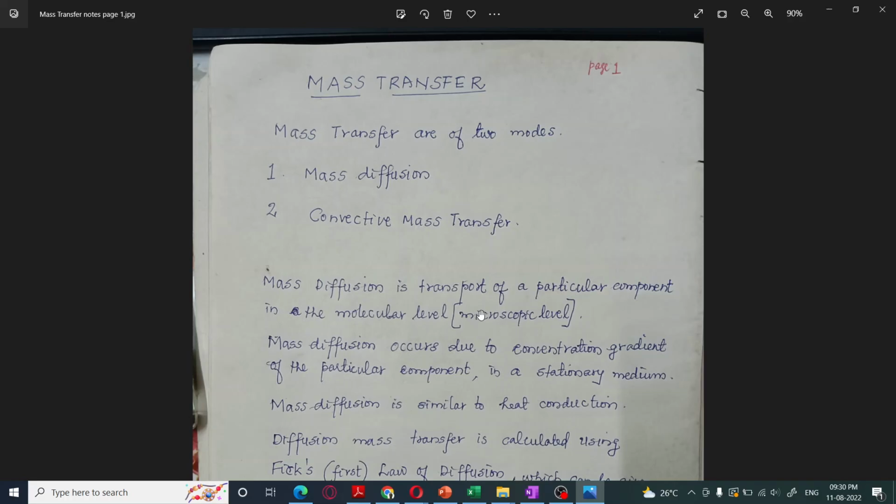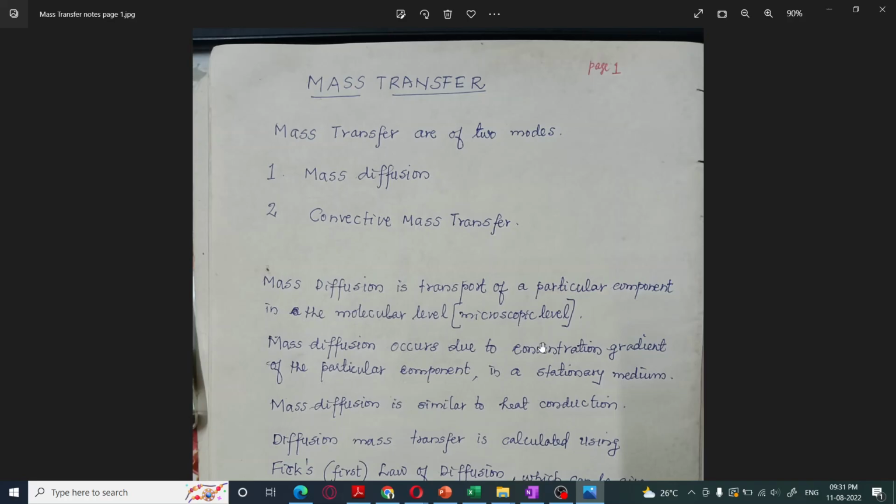Mass diffusion is the transport of a particular component at the molecular level, just like conduction heat transfer, which happens at the molecular level. Mass diffusion is also the transport of molecules or material at the molecular level.